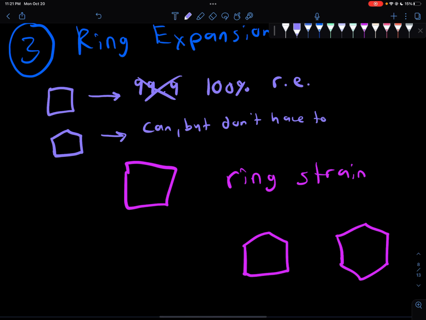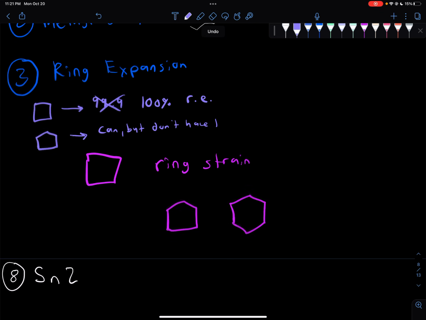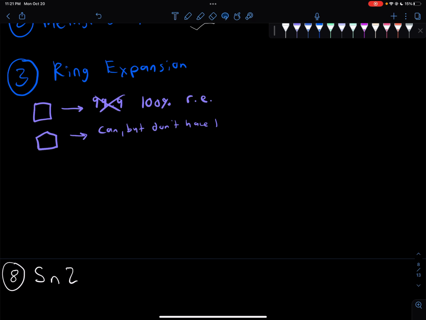But what I'm trying to say here is that if you do a ring expansion, it's going to be either the pentagon or the square. The square, 100%. The pentagon, it just depends on the context. I'll explain what I mean. So, what is ring expansion? Ring expansion happens for two reasons.